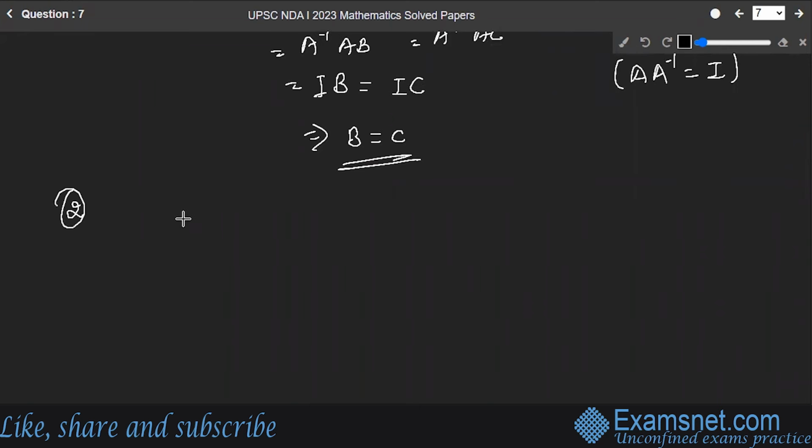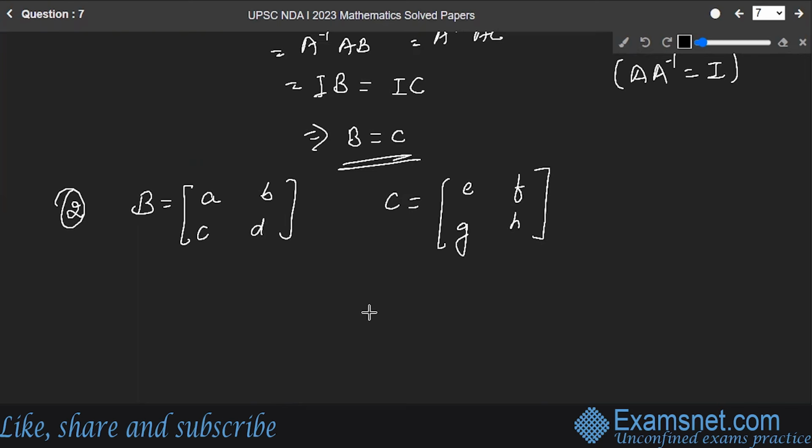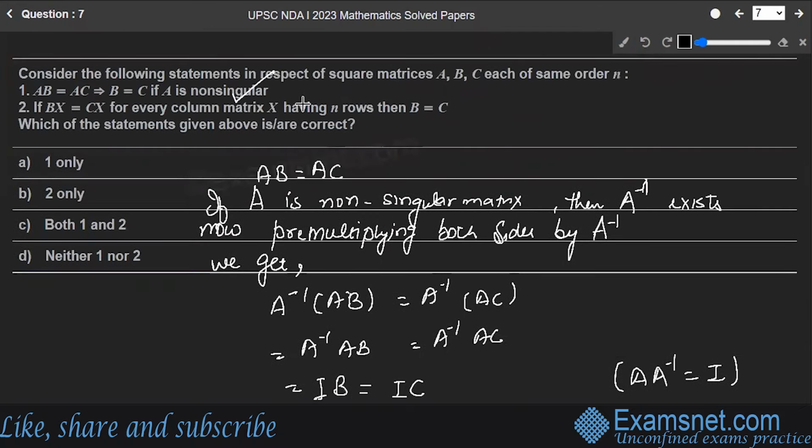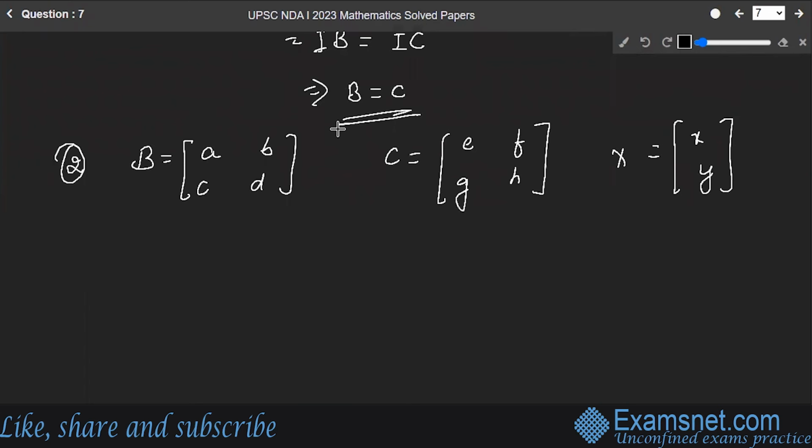So the second statement says B x is equal to C x. Let's assume B and C to be some different matrices. So I'm assuming B to be [a, b; c, d] and C to be some matrix [e, f; g, h], and X to be, it's given it's a column matrix, so it is [x; y]. Now everything is given to you having n rows, same rows. So this is it.